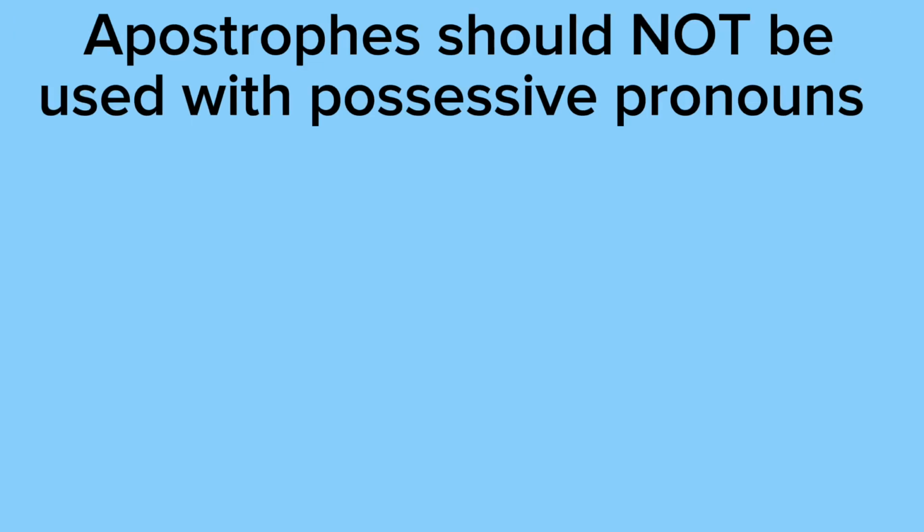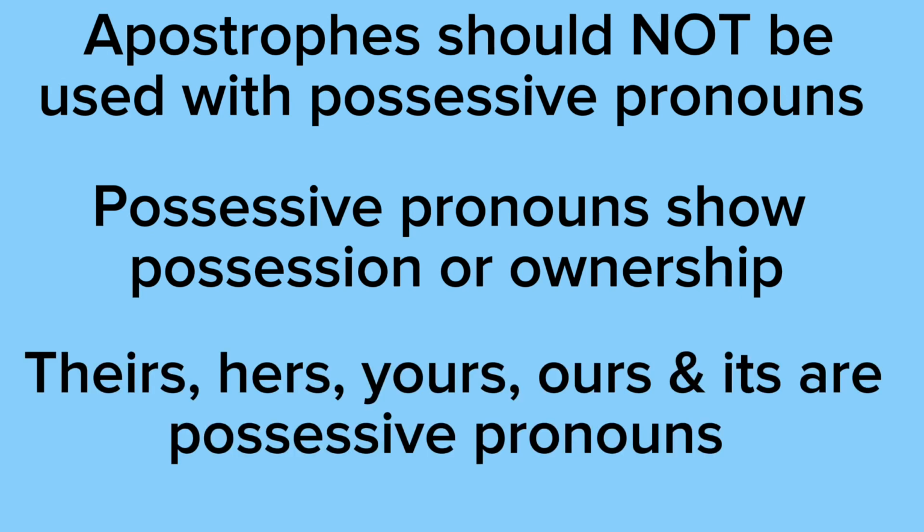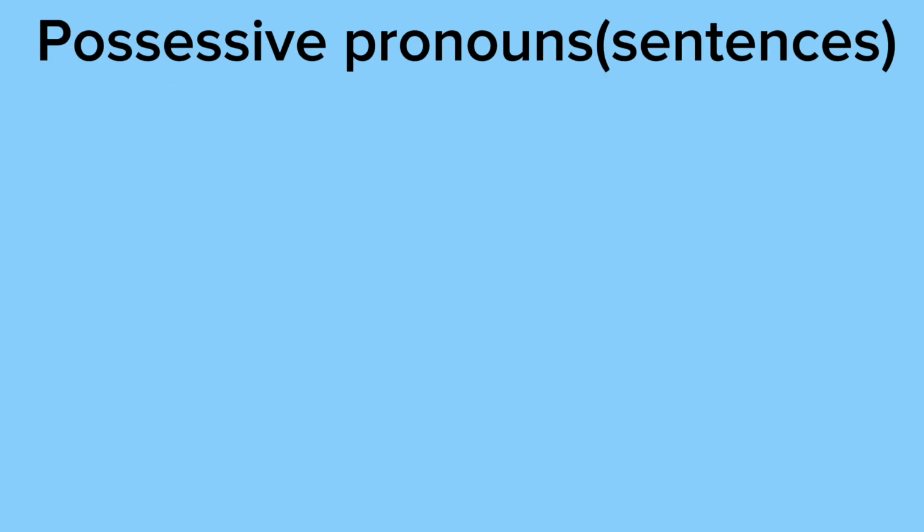Apostrophes should not be used with possessive pronouns. Possessive pronouns show possession or ownership. Theirs, hers, yours, ours, and its are all possessive pronouns. So in this slide, I'll be using possessive pronouns in sentences.